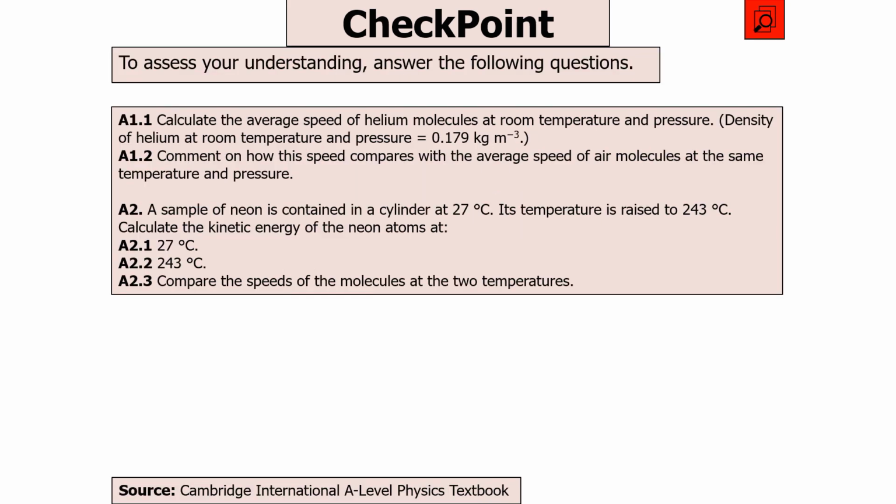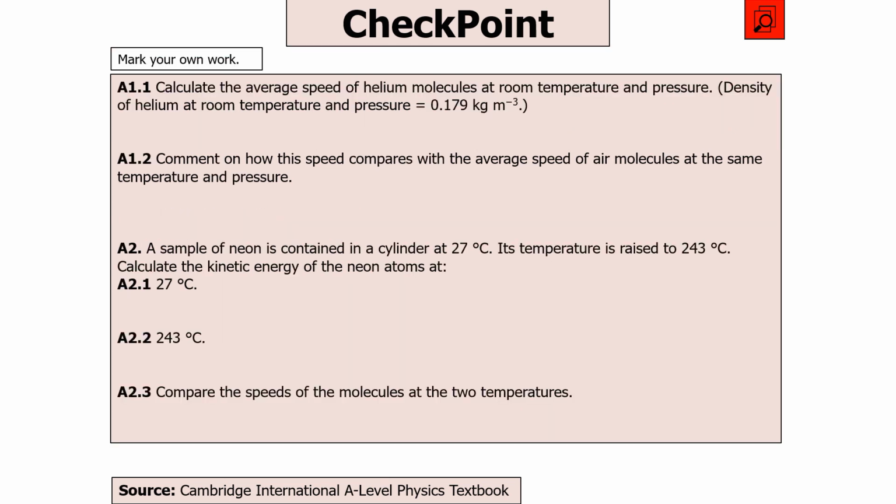The next question says, calculate the average speed of the helium molecules at room temperature and pressure. Comment on how this speed compares to the average speed of air molecules at the same temperature and pressure. Then a sample of neon is contained in a cylinder at 27 degrees Celsius. Its temperature is raised to 243 degrees Celsius. Calculate the kinetic energy of the neon atoms at 27 degrees Celsius and 243 degrees Celsius, and compare the speeds of the molecules at the two temperatures. So pause the video now, then unpause the video when you want to go through your answer.